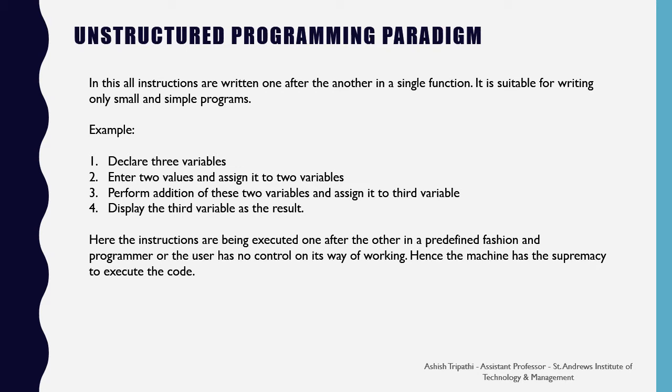For example, here is a program for adding two numbers. First, we need to declare the three variables, then we assign values to two of them. Perform the addition of these two variables and assign the result to the third variable. The third variable is displayed to the user. The instructions are executed one after the other, so the machine has the supremacy to execute the code. The user can't control the code.